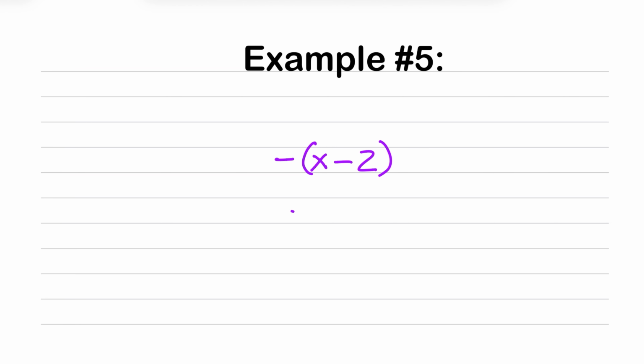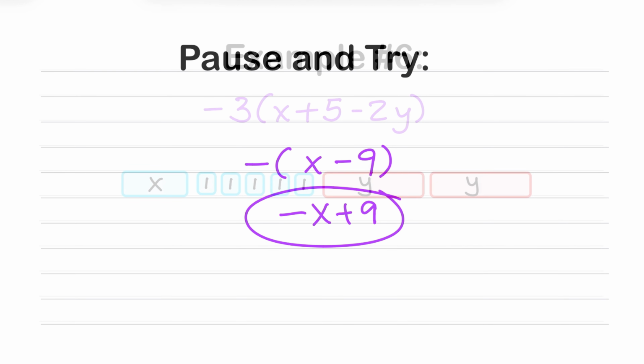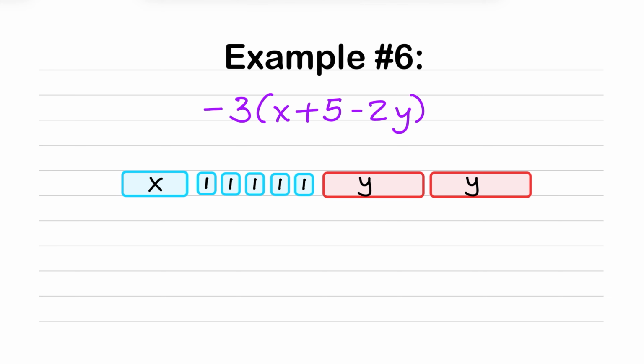All you really have to do is change the sign of both terms inside the parentheses when you have a negative in front. That's all we're going to do on this one, -x plus 2. Now it's your turn. Please pause and try. Really, all you have to do is change the signs from a positive x to a negative x, from minus to plus. In this example, we have -3 times the quantity x plus 5 minus 2y.